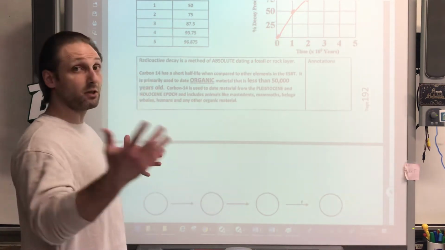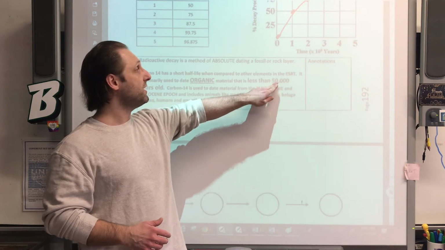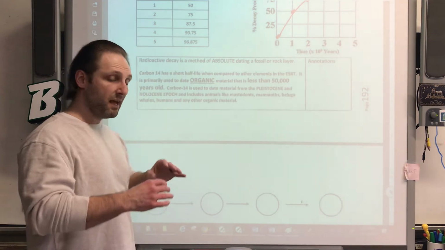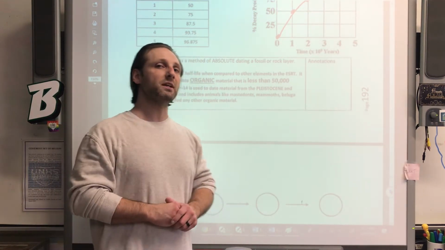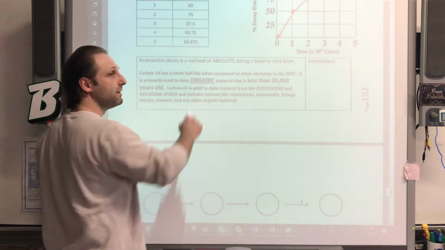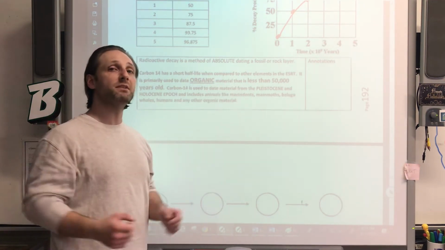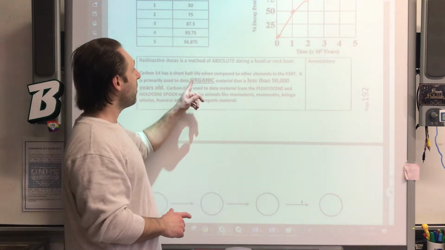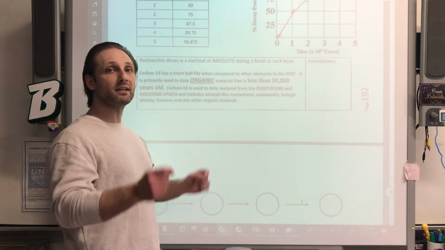So things that are current, as in less than 50,000 years. Once you go 50,000 years into the past, carbon-14 has broken down so much that it's not really useful anymore. Okay? Other big thing, it has to be organic. We are carbon-based life forms on this planet. Everything that was once living had carbon associated with it. So therefore, we can only use carbon-14 dating on previously organic material.